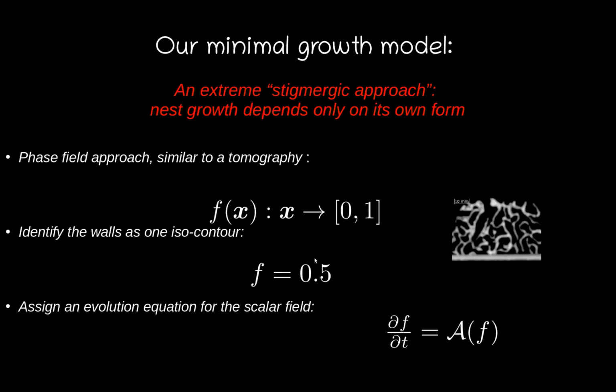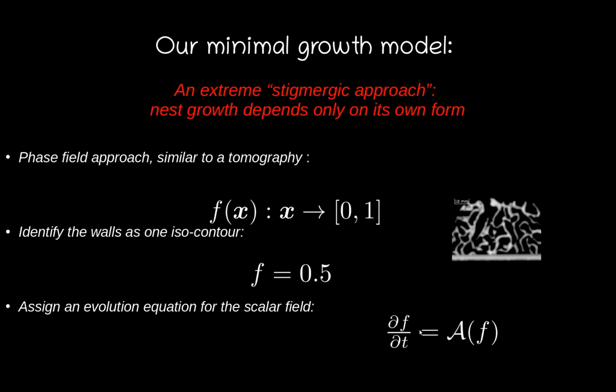To do this, we use a phase field approach, which means that to model our nest, we work like in a tomography. So we have a scalar field, let's say an intensity field, which moves from 0 to 1. Whenever we have high intensity, we are in the wall, and whenever we have low intensity, we are in the empty space. And of course, we need to define the surface of the wall, which is just the isocontour f equal 0.5.